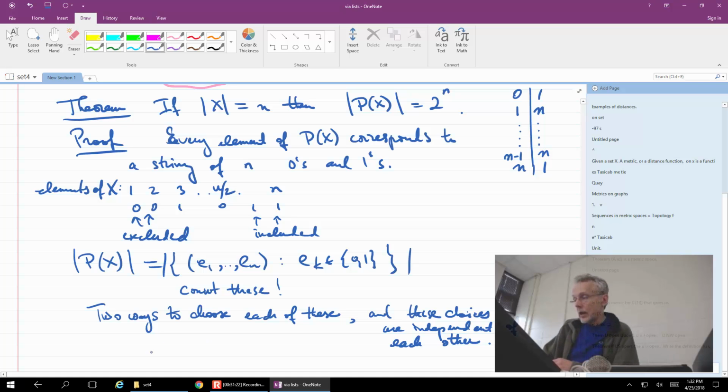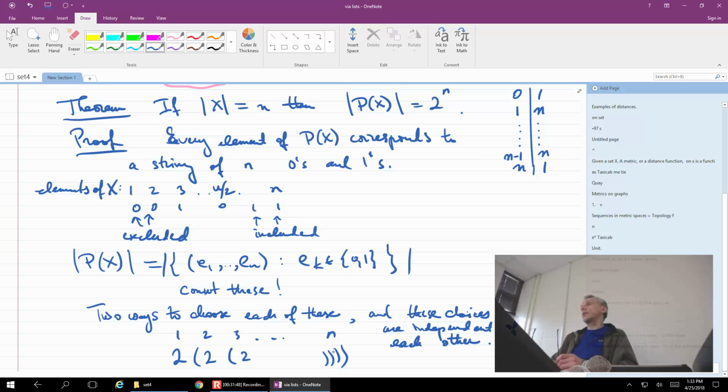Why? Because if you choose 2 for the first one, and what's left is independent, then 2 times more for the next one, and 2 times more for the next one. Every time you choose, you will have a free choice of 2, 0 or 1, for that element. You can do it inductively. This is induction.